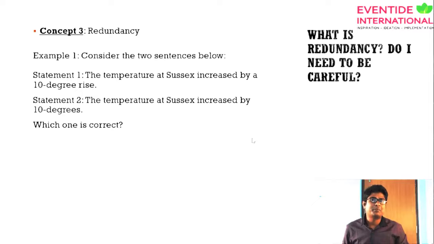Are you done solving this problem? Did you analyze both the statements and find a subtle error in either of the statements? Let's do it together. Statement 1 says, the temperature at Sussex increased by a 10-degree rise. And statement 2 says, the temperature at Sussex increased by 10 degrees. We just have an extra word, "rise," in statement 1. Does it have an impact?